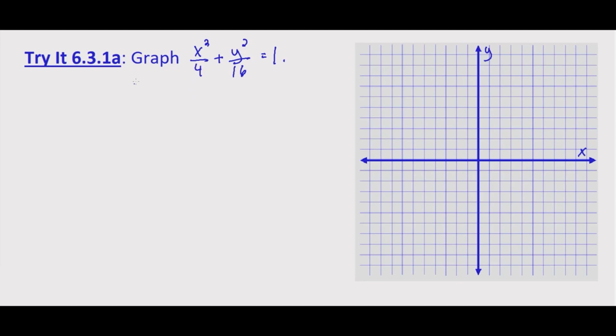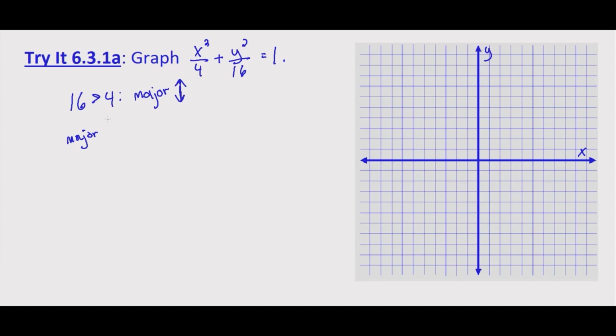Well, first off, just to make sure that we're graphing it correctly, we want to identify which is the major axis. Is it horizontal or is it vertical? We know it's centered at the origin because there's nothing being subtracted or added from x or y. It's just x squared, y squared. We look at the denominators and we see that 16 is greater than 4. That means the major axis is up and down. We should have it taller than it is wide by the time we're all said and done.